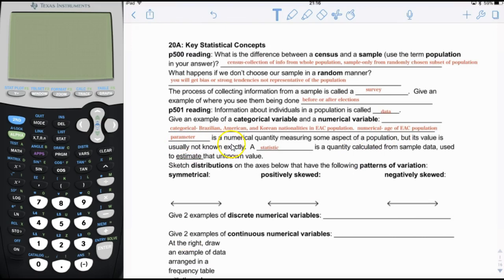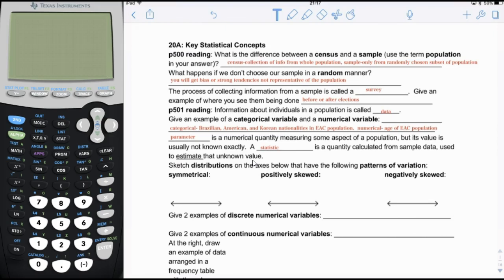A parameter is a numerical quantity measuring some aspect of a population, but its value is usually not exactly known. A statistic is a quantity calculated from sample data used to estimate that unknown value. Okay, so usually, if you want to know the average height of someone at EAC, maybe you're not going to have time to measure every single person, so you're going to choose a few people from each grade, and then you're going to measure just those people.